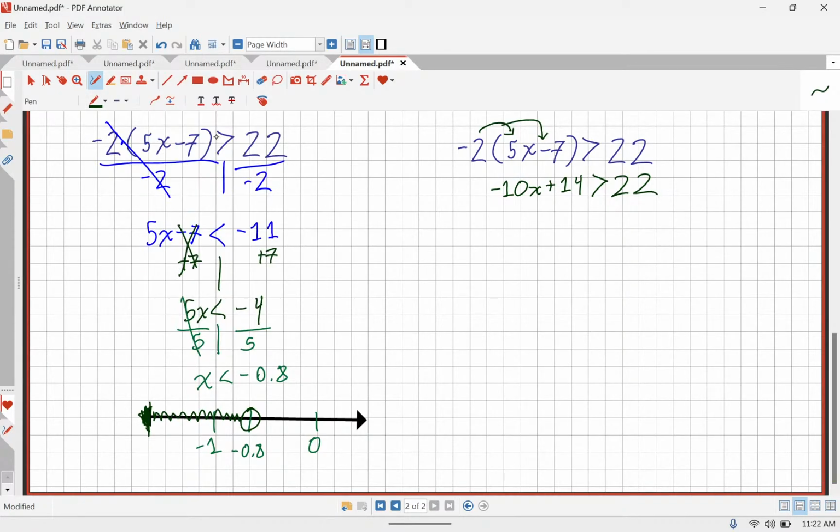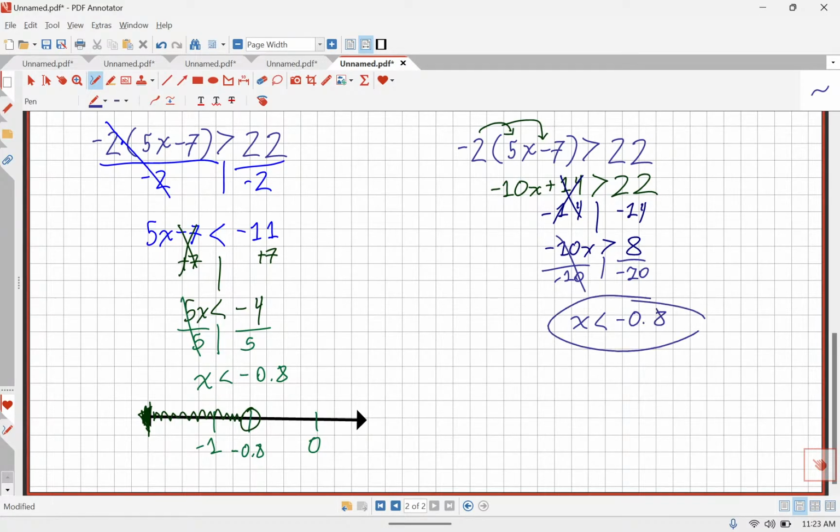This is like a two-step inequality, so take it the whole way there, Truman. What's next? Okay, take away 14. Negative 10x is greater than 8. Thank you. Last step. Right, since I divided by a negative, now I really do flip the inequality. X is less than negative 0.8, the exact same result that Abby had. Very good. Excellent. That's exactly how we do it. And then the graph would, of course, be the same.